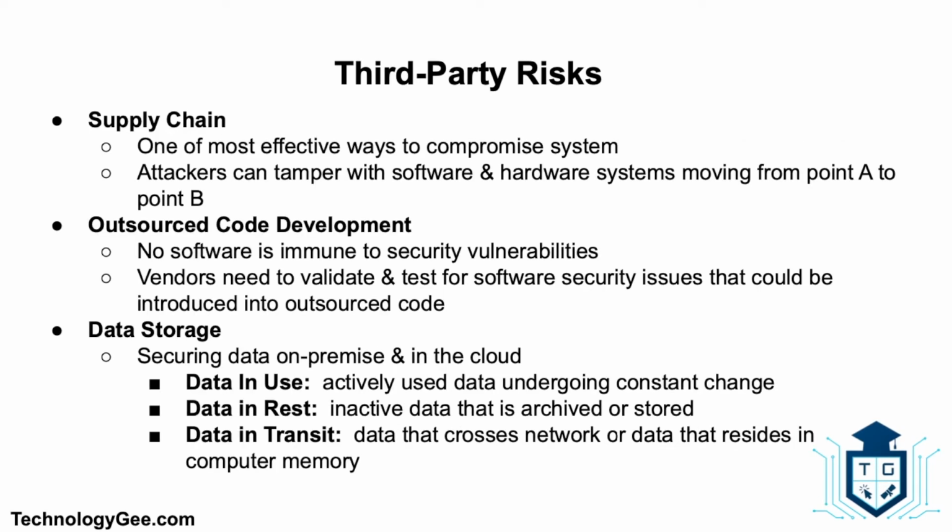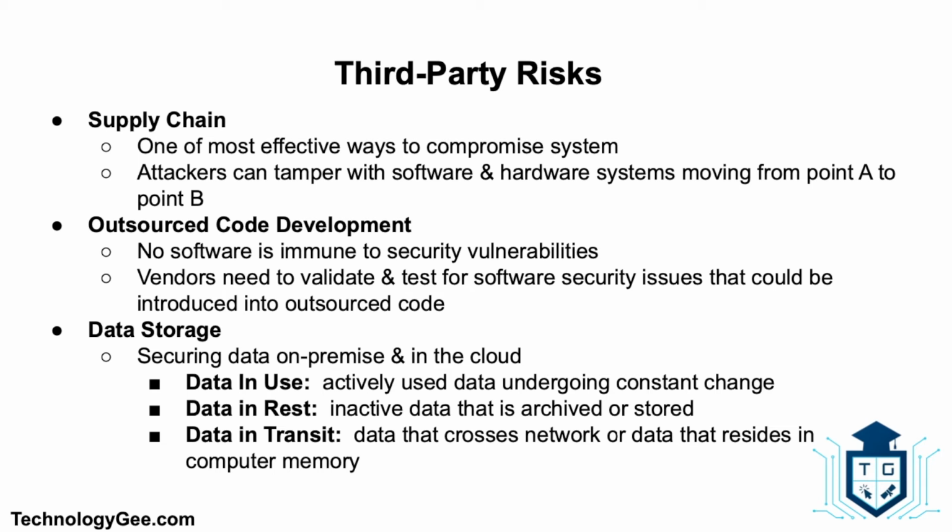Next thing you need to be concerned about is the supply chain. And we already talked about this in previous videos, but this is one of the most effective ways to compromise a system, through the supply chain attack, where attackers can tamper with software and hardware systems. You also need to be concerned about outsourced code development. So understand that no software is immune to security vulnerabilities. So vendors need a way to validate and test for software security issues that could be introduced into outsourced code.